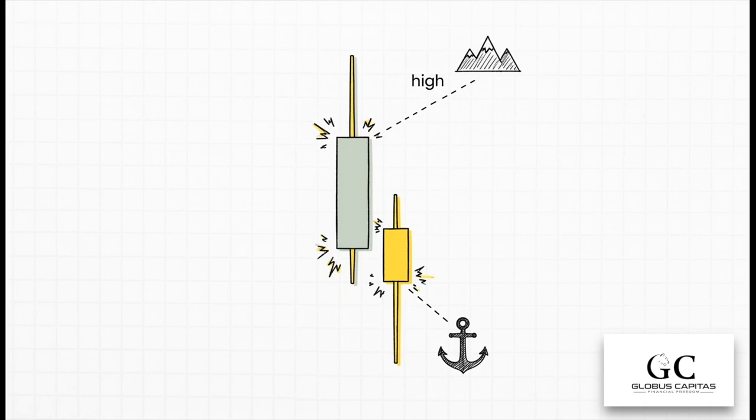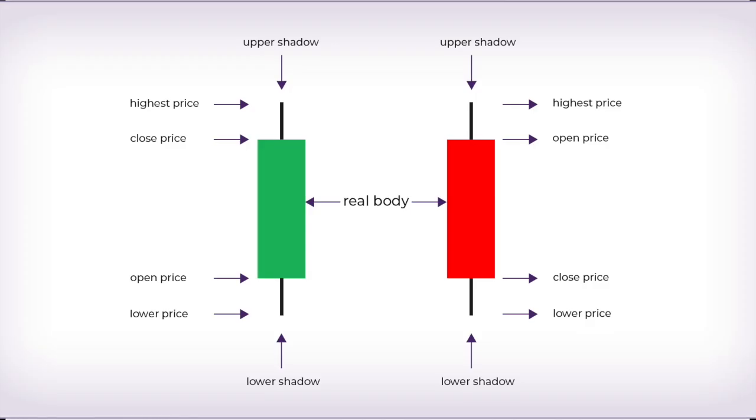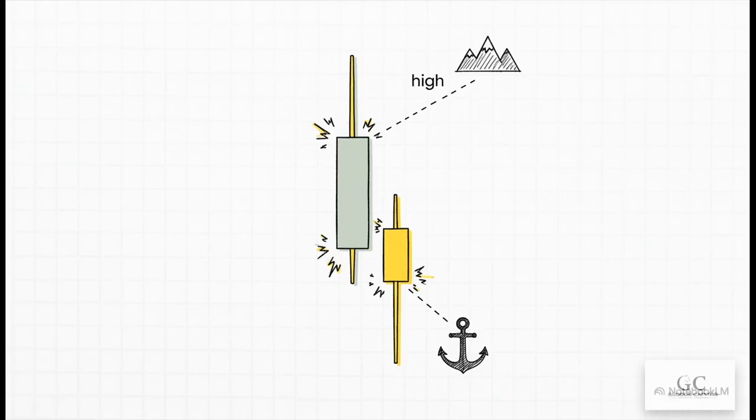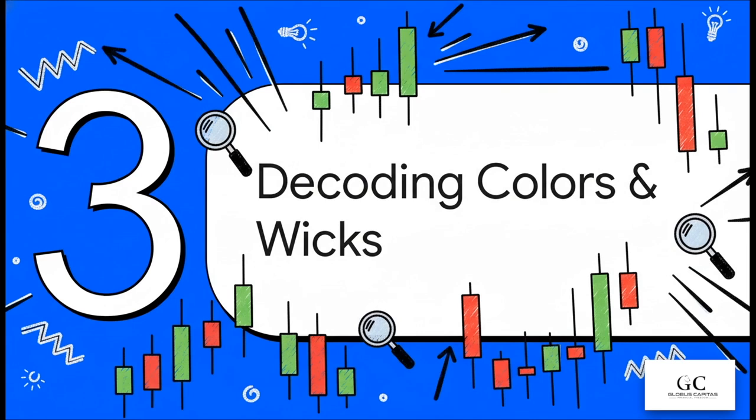And what about those thin lines sticking out? Those are called wicks, or sometimes shadows. Think of them as telling the tale of the extremes. They show us the absolute highest high and the lowest low that the price hit during that session. All right, so now we know the basic parts. Let's get to the good stuff, decoding what the colors and the lengths of these parts actually mean. This is where the story really starts to come alive.